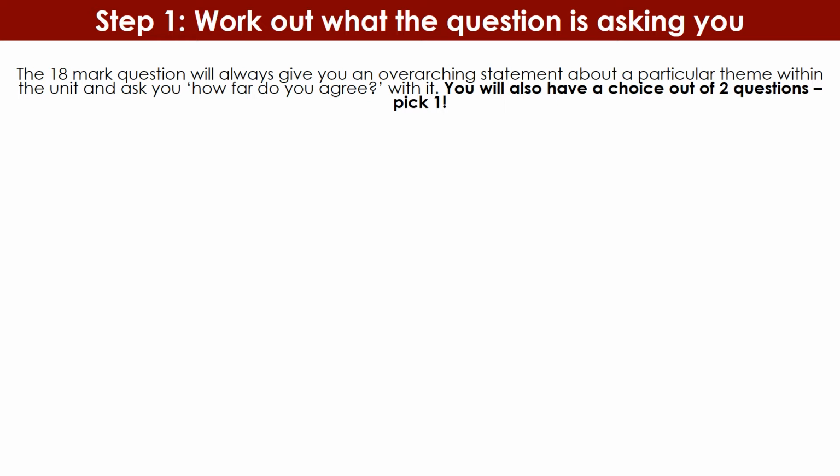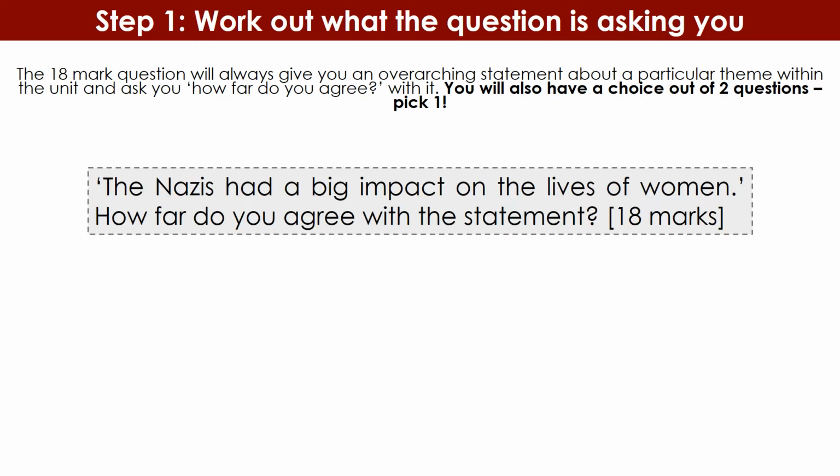You must only answer one. Answering two is a waste of time, and you're not going to get double the marks. So that's one difference, the fact that it's a choice of questions and you answer one. The other difference is that, as you can see with an example of the 18-mark question that's flashed up on the screen, it's not got any sources, it's not got any interpretations in there.